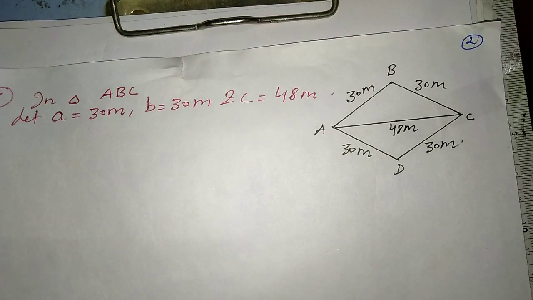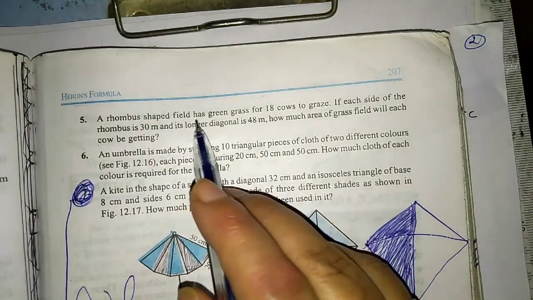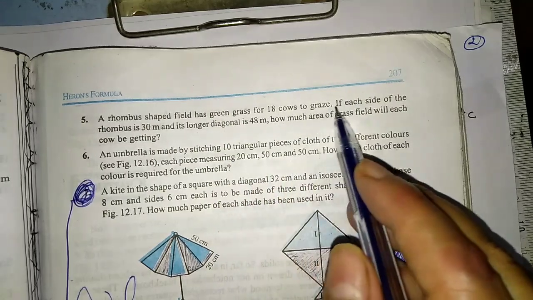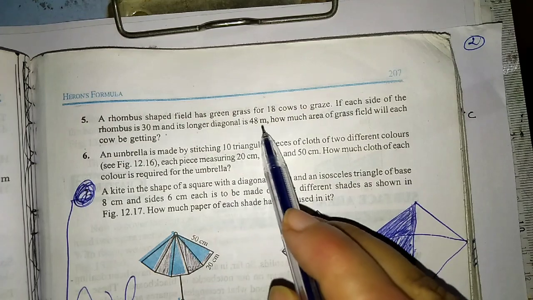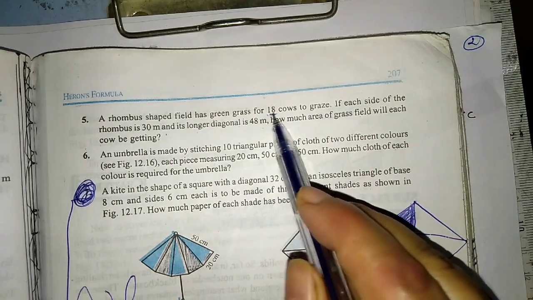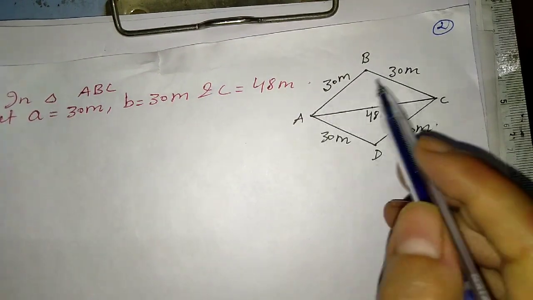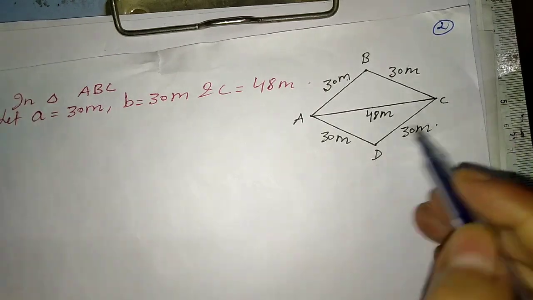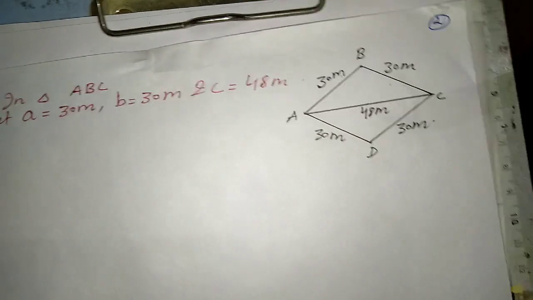This is the required height of the parallelogram. Now the next question is there in the book. This is the 5th question. A rhombus shaped field has green grass for 18 cows to graze. If each side of the rhombus is 30 meter and its longer diagonal is 48 meter, how much area of grass field will each cow be getting? So all the sides are equal and this is the longer diagonal. So we can find the area.